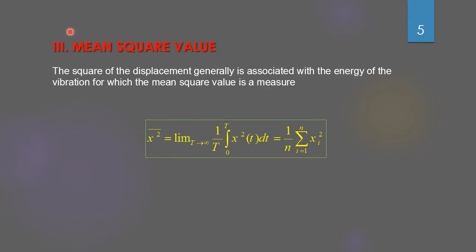Now comes another important terminology, which is the mean square value, which plays an important role in finding the RMS, as we'll see later on. The mean square value is usually associated with the energy of the vibration, and it's given by this equation. It's basically the same equation as the mean value, except that the x here is raised to the power 2.